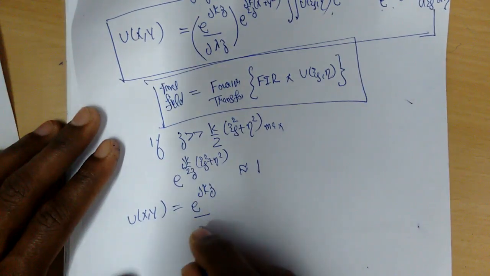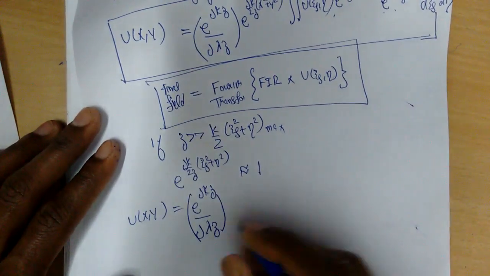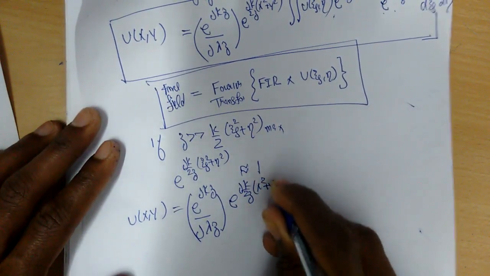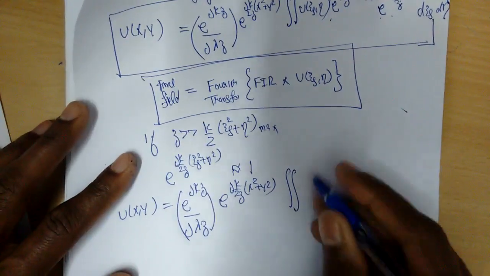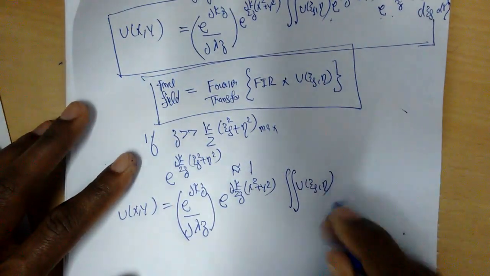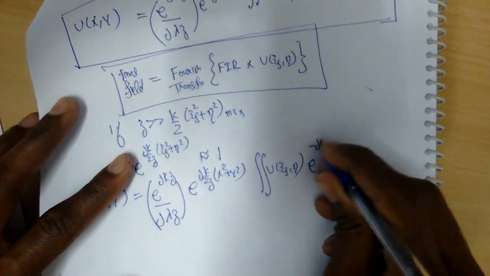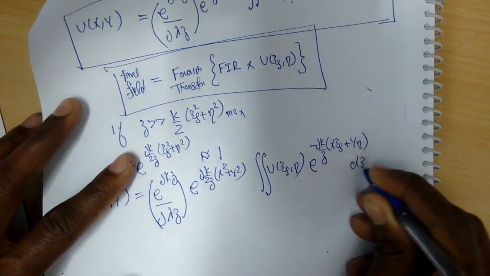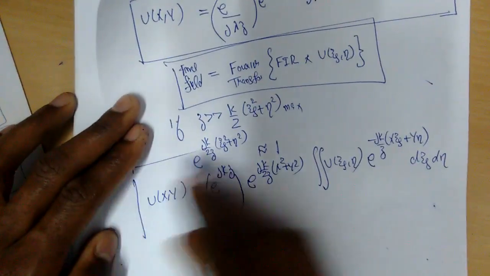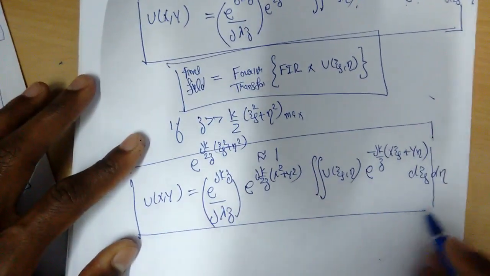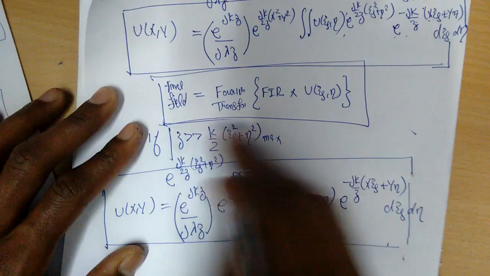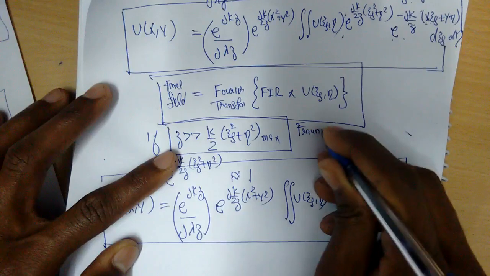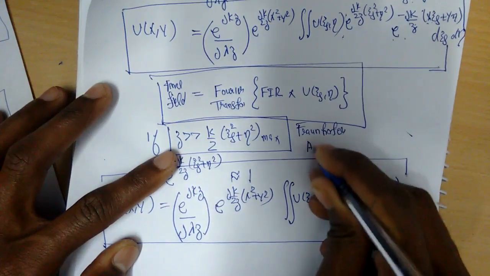and the diffraction integral simply becomes e raised to power jkz upon j lambda z, e raised to power jk upon 2z (x square plus y square), and you have u of zeta eta e raised to power minus jk upon z (x zeta plus y eta) d zeta d eta. Okay, so this is another form, and this approximation is known as the Fraunhofer approximation.